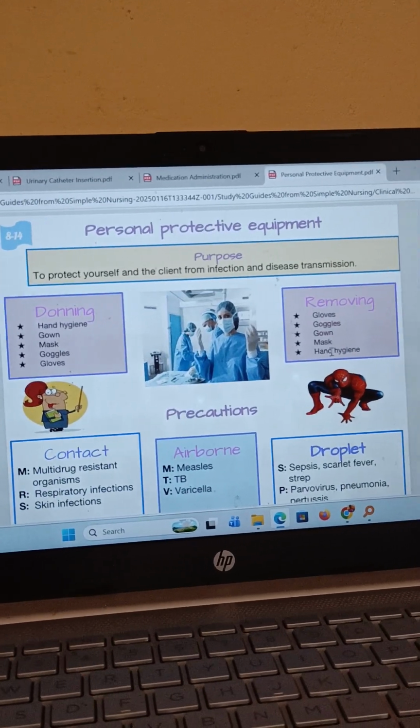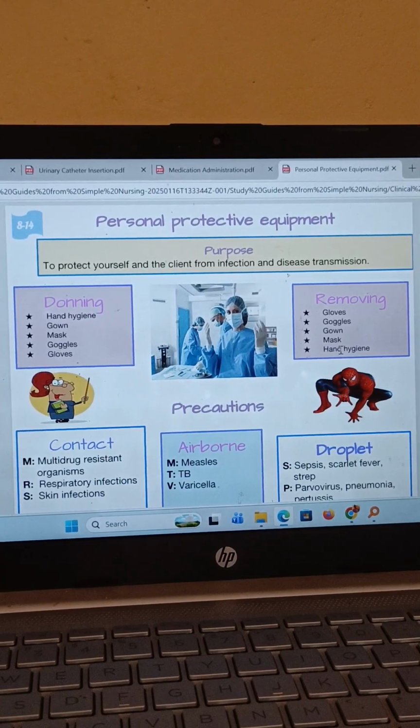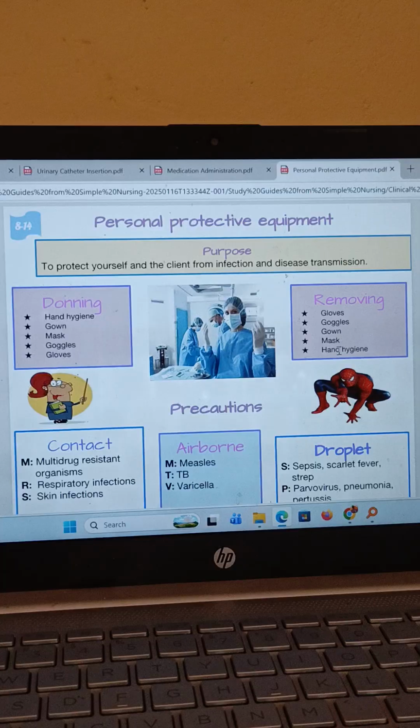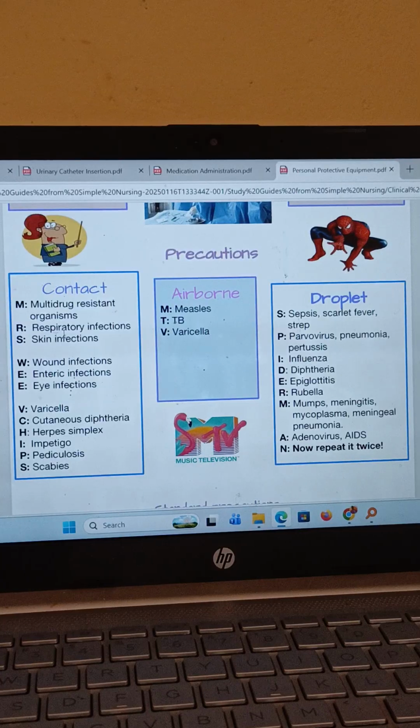So why should we do all this? We've talked of the aspect of protecting yourself and the client from infections. There are infections for which we take precautions, and we mainly divide them into three: contact, airborne, and droplet. It means they are transmitted through these methods. Let's start with contact. What are the infections that are mainly transmitted through contact?